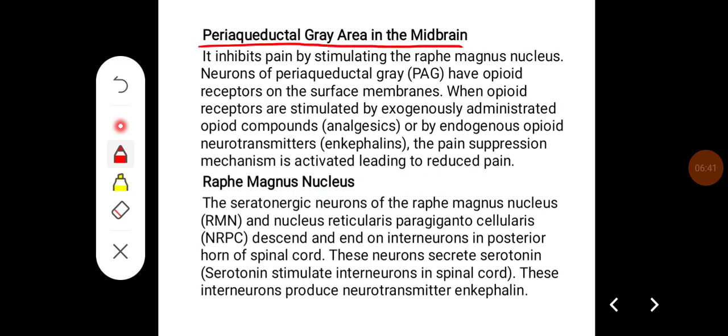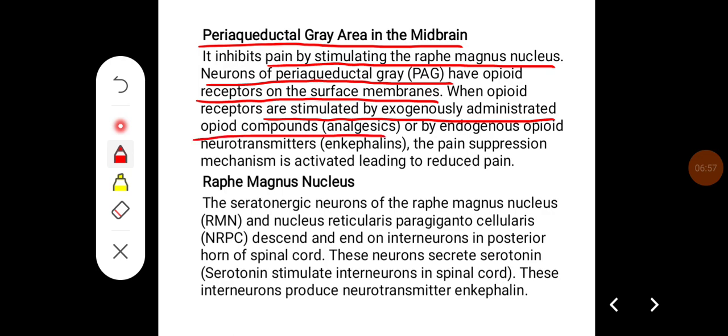Periaqueductal gray matter in the midbrain inhibits pain by stimulating the raphe magnus nucleus. Neurons of the periaqueductal gray have opioid receptors on the surface membranes. When opioid receptors are stimulated by exogenously administered opioid compounds or by endogenous opioid neurotransmitters like enkephalins, the pain suppression mechanism is activated, leading to reduced pain.